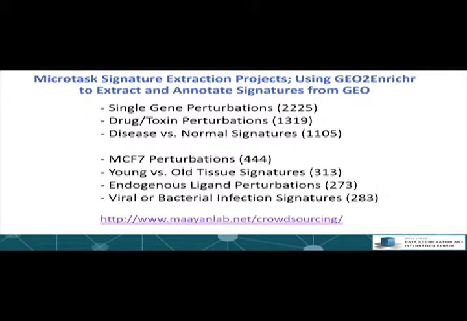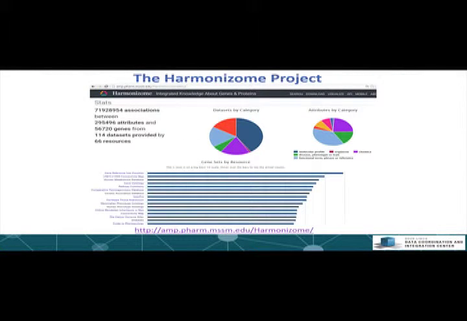And the numbering, so the top 3 listed microtasks are the microtasks we ran for the course that we started, that was running from January to March this year. And those are single gene perturbation, drug toxin perturbation, and disease versus normal signatures. Those have more entries, and those are a little bit more broad categories. But I think it was pretty successful to have, even though there were not a lot of participants, some very dedicated participants.